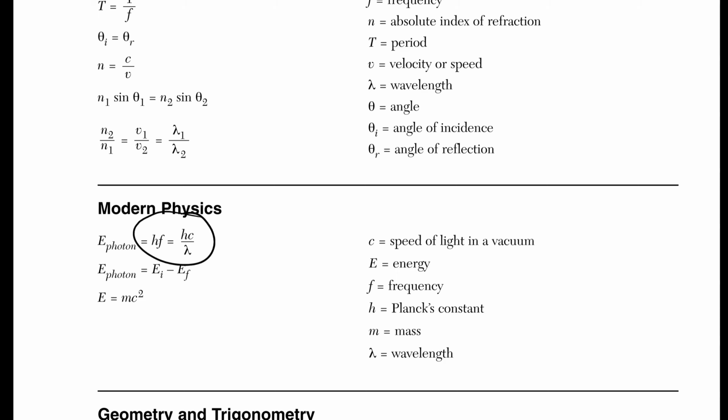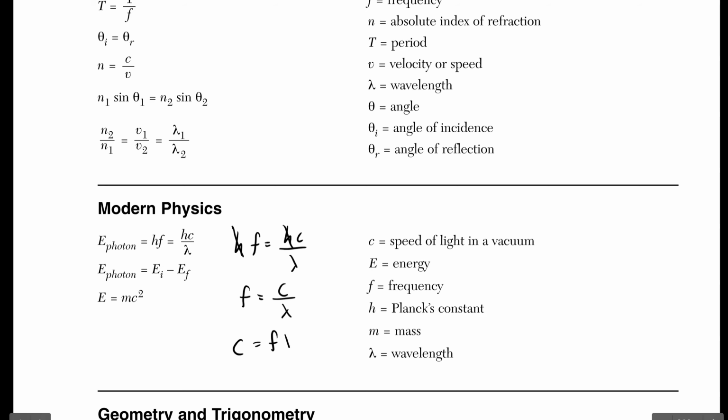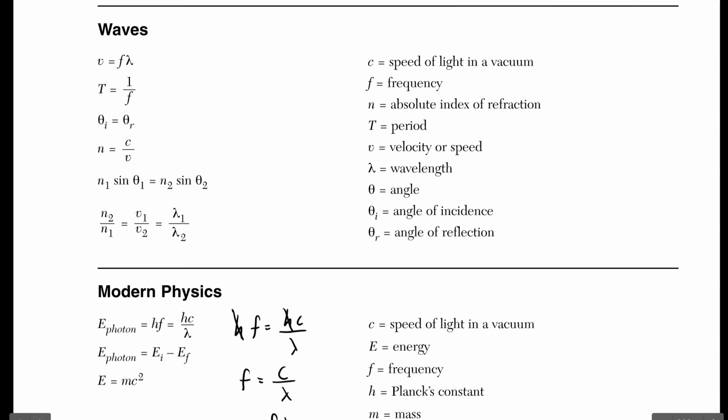The frequency, right? So we could use something like this. hf is equal to hc over lambda. That's cool. The h's will cancel out. You're left with f is equal to c over lambda. And then if you cross multiply, you get the wave speed equation, c is equal to f lambda, which is right over here.